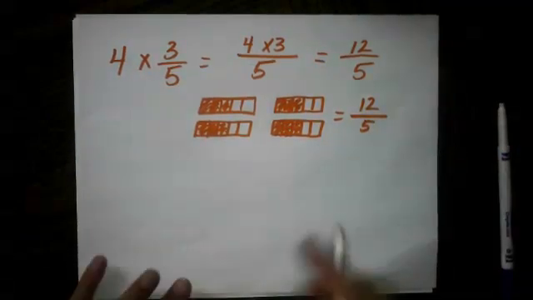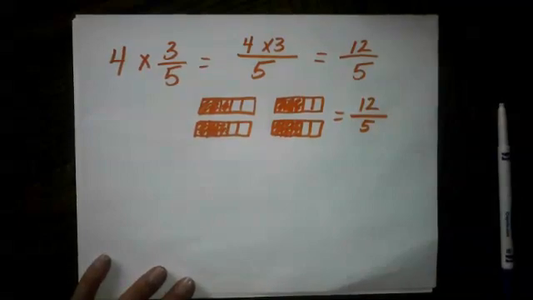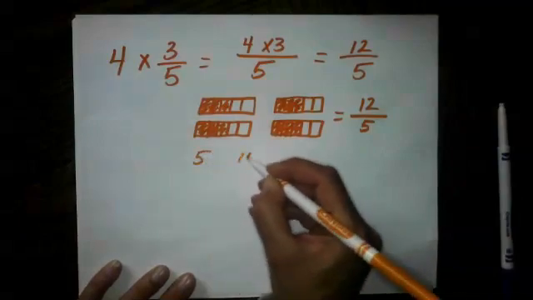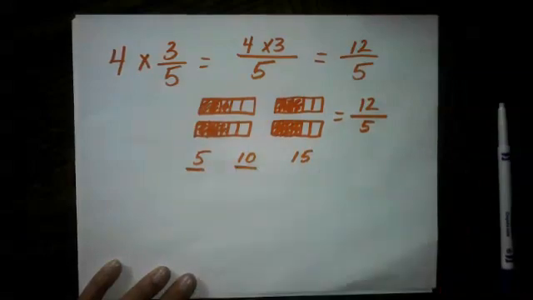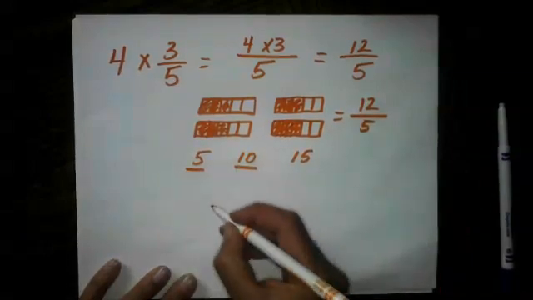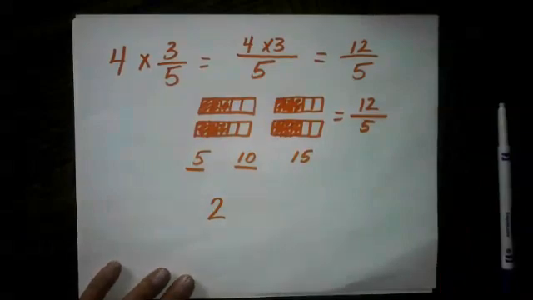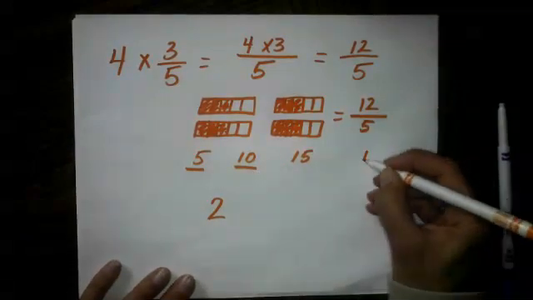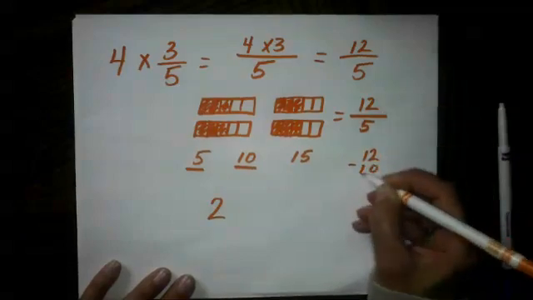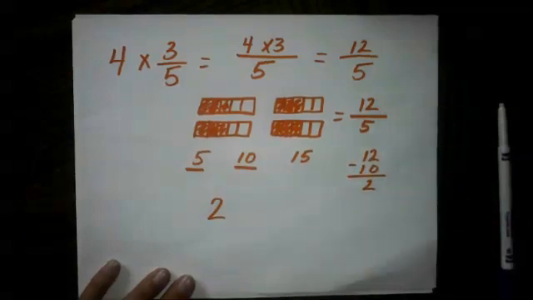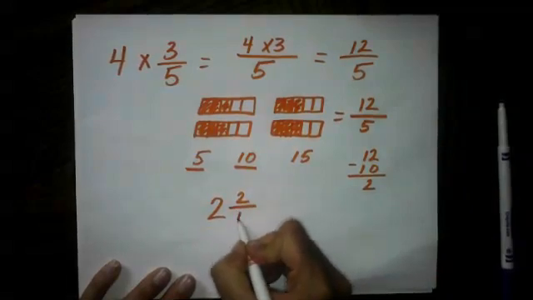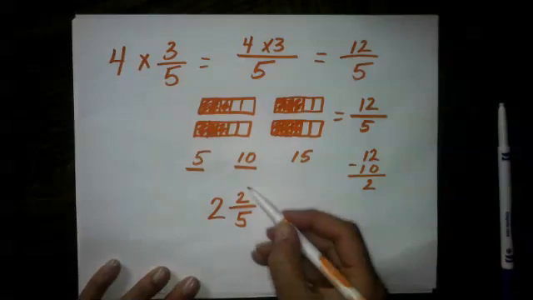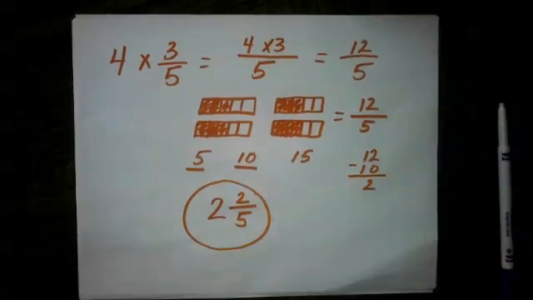Now we need to turn that improper fraction into a mixed number. I'm going to skip count by 5: 5, 10, 15. Oh, I've passed 12. So I can get 2 groups of 5 out of 12. I only get up to the number 10, so I'm going to take that 12 and subtract 10 and see what I have left over. Oh, I have 2 left over. So that's my new numerator, and my denominator is 5. The answer to that problem is 2 and 2/5.